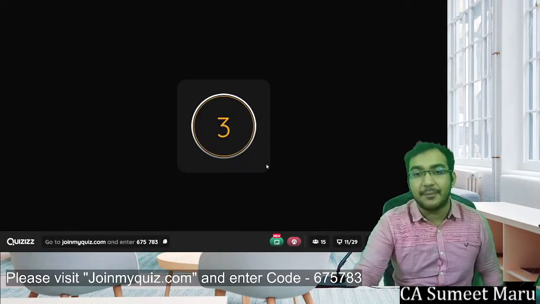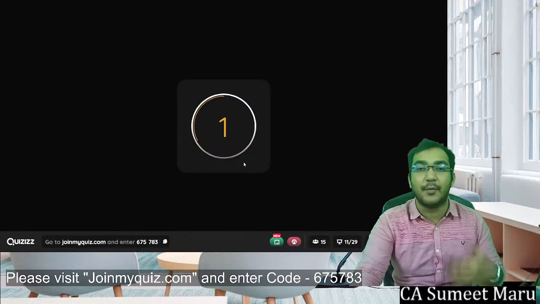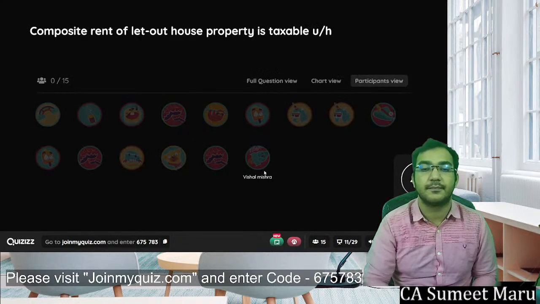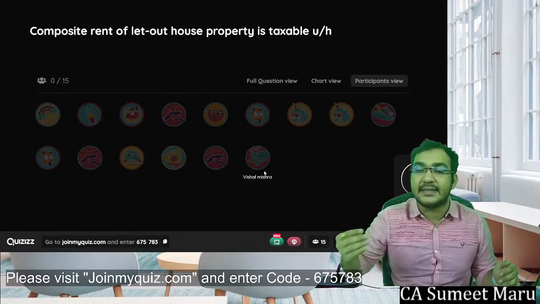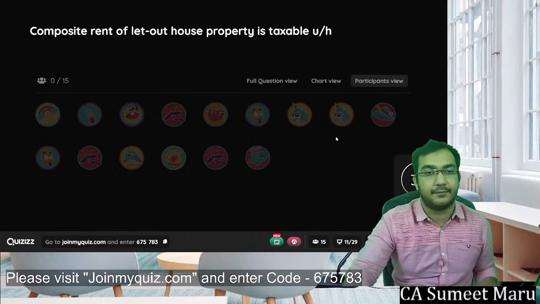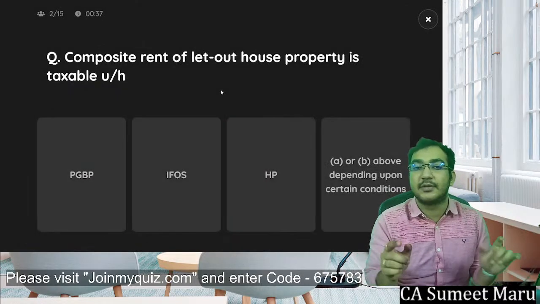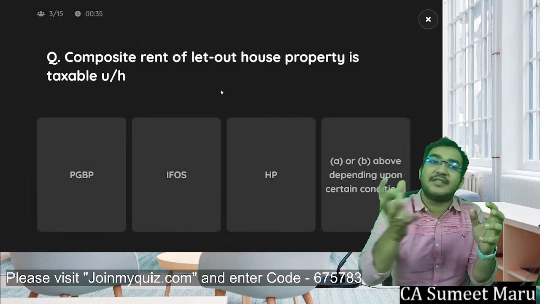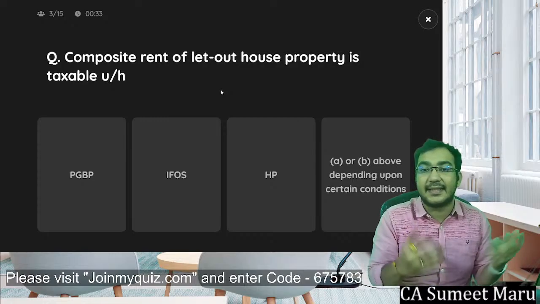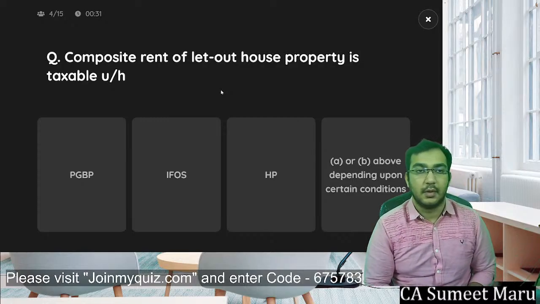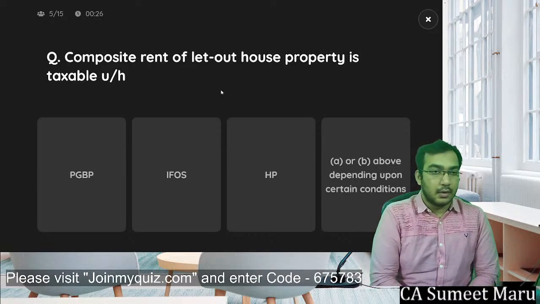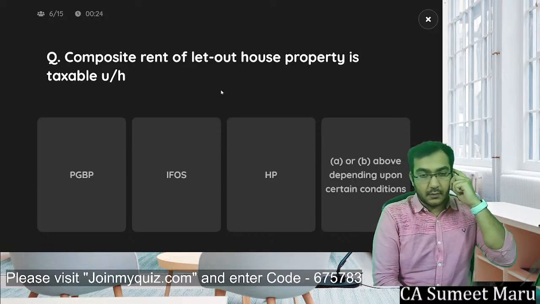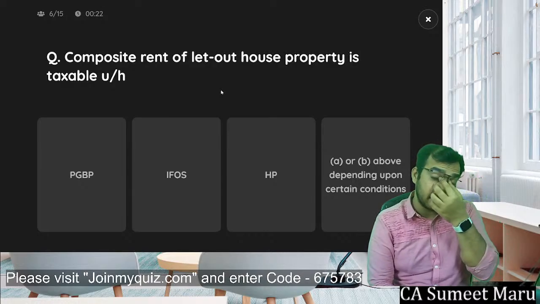See, today you are making mistakes, but it's fine. The more you make mistakes, the more you are going to learn here. Composite rent of let out house property is taxable under which head? Composite rent means furniture as well as flat. Where will such rent be taxable? No bifurcation. Furniture as well as the house property is given on rent.